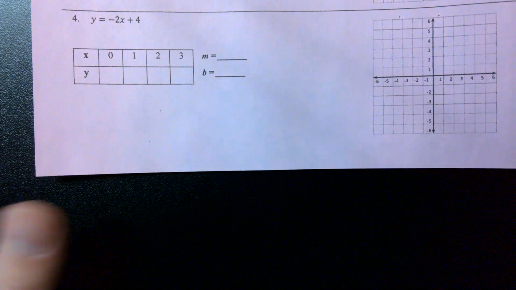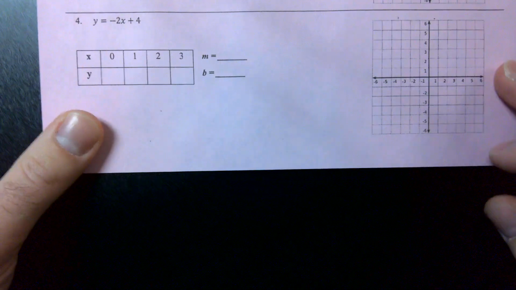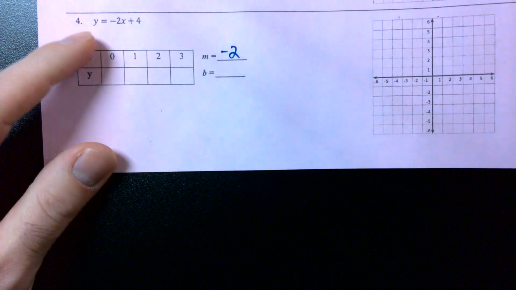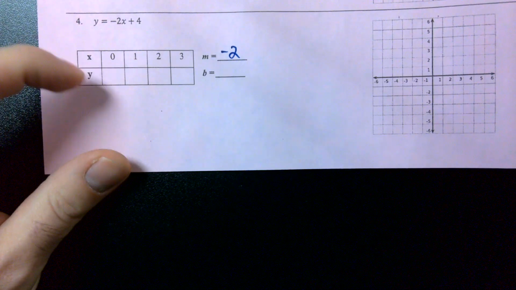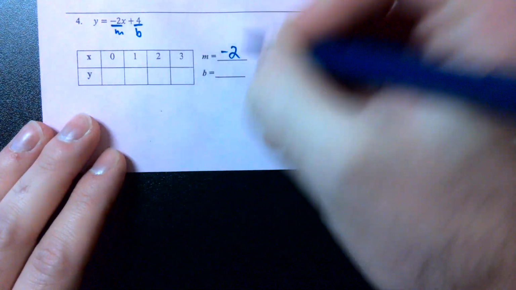We'll do number 4. So, real quick, what's my M in number 4? What do you guys see as my M? Negative 2. We've got to keep those negatives in mind anytime they're in front. What's my B value? 4. Is it positive or negative?